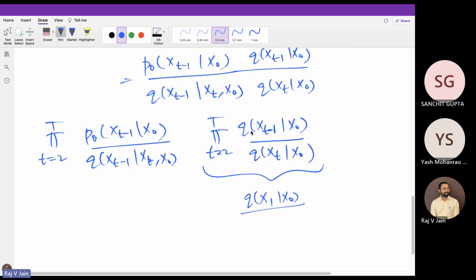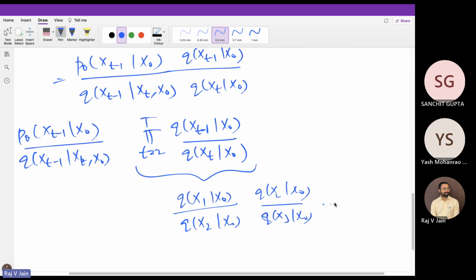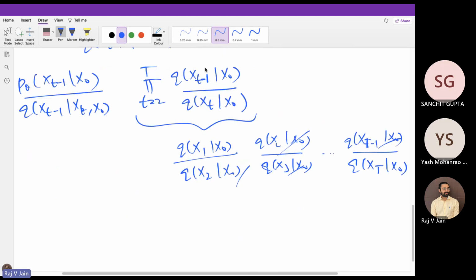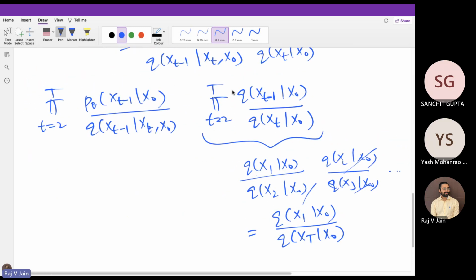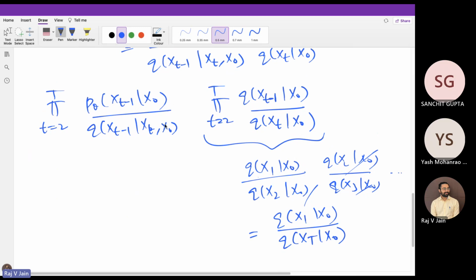Okay, so let's say if I were to expand this, what will happen given x0? For t equal to 3, if I expand, I get q(x2 | x0) into q(x3 | x0), x1 by xt basically. So I'll get q(x capital T minus 1 | x0) divided by q(x capital T | x0). All of these get cancelled. So this becomes a product of the ratio of these two terms. This is this term, and this term is what we're interested in actually.